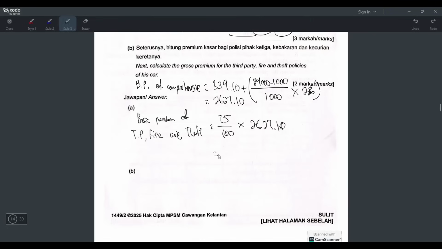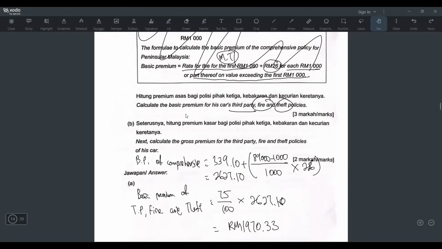Okay, what is the answer? 1970.325. So you write 33, because this one is RM. RM you can only write in 2 decimal places. Let me double check with my calculator. Yeah, 1970.33. Okay, that's my basic premium. And the question asked for basic premium only.